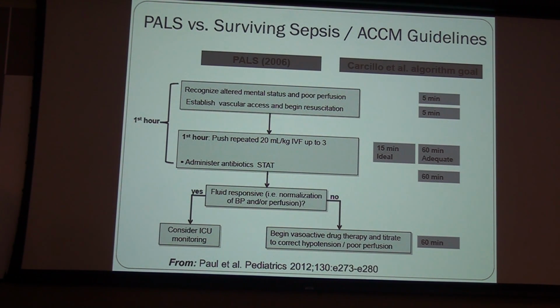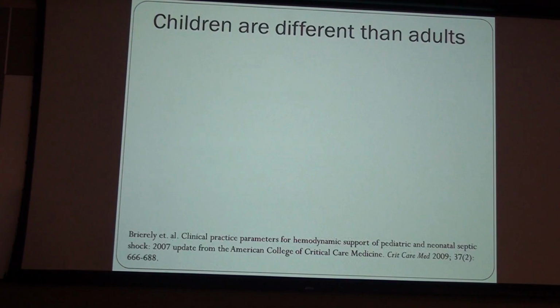So just a quick comparison between our PALS card and the ACCM guidelines, the American College of Critical Care Medicine, is really just that ideally you want to give your fluids quickly, but otherwise these two guidelines are in agreement. So there's no strict cutoff of how quickly you should give fluids, just as fast as you can. And then in terms of management, because of the differences, how are children different than adults?